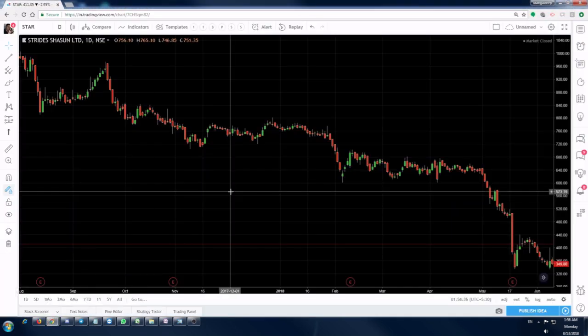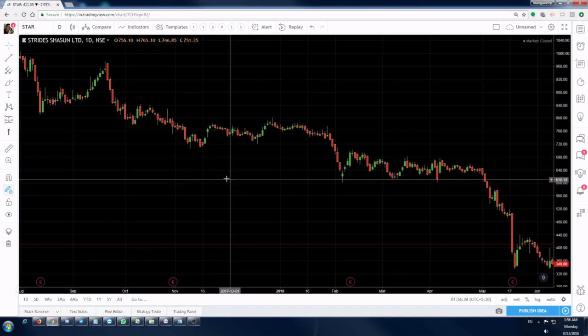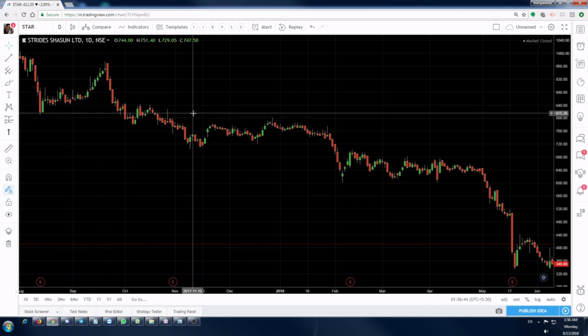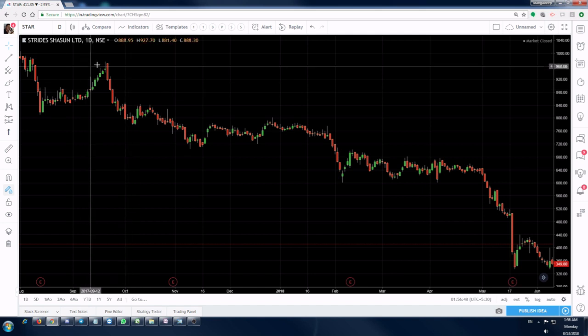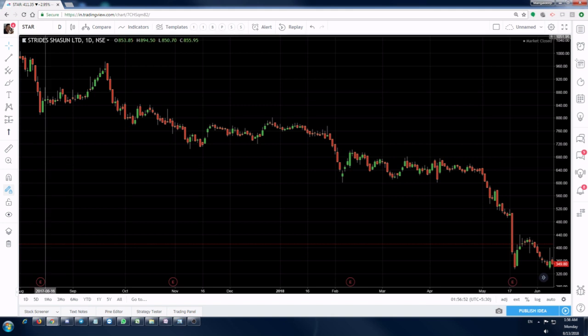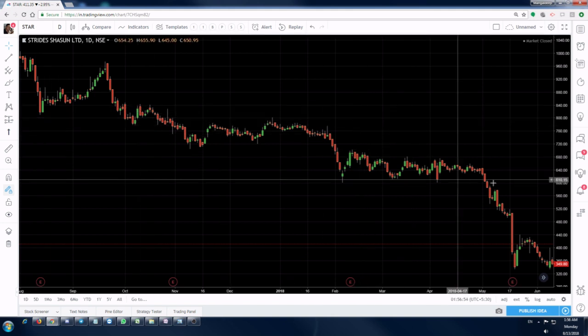I was searching for a dead cat bounce and I found it in Star. Star is one of the stocks which gives some good movement. In intraday also you can make some good money if Star starts to give some movement, because the movements are really good. So Star is one of the stocks wherein I found the dead cat bounce.